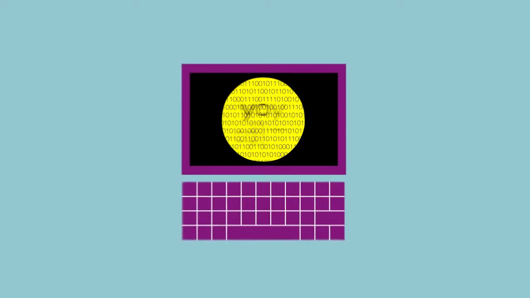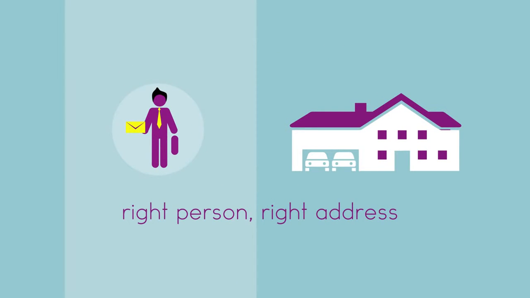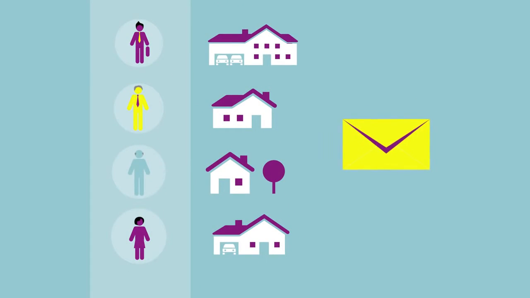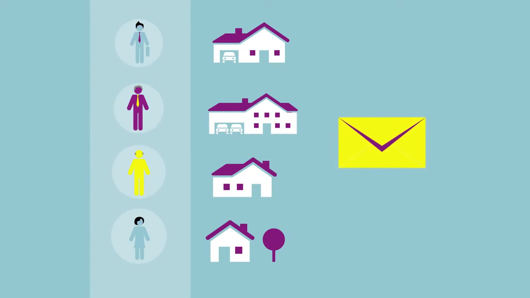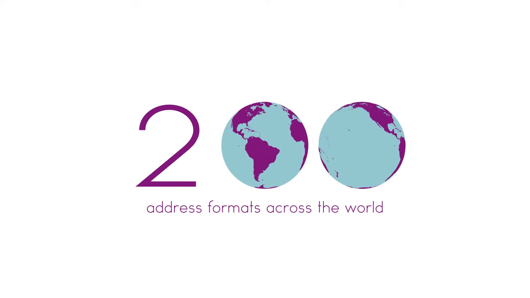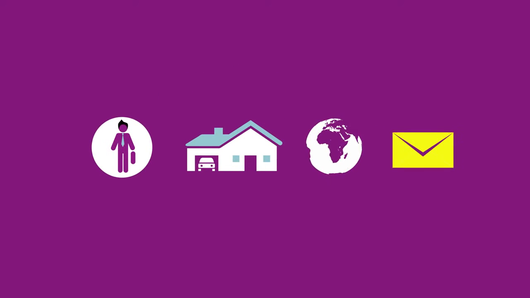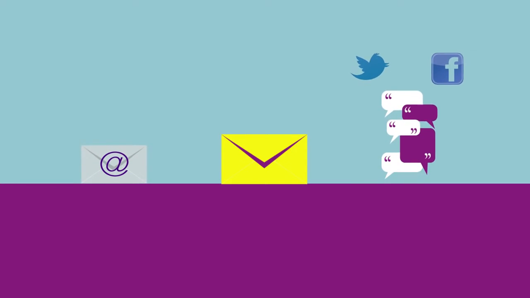Fourth, how do I send it out? Quite simply, it's all about your data. A good quality mailing list is necessary to reach the right person at the right address. That's easier said than done. People move and change jobs, businesses shut down, and there are 200 address formats across the world to get right. With the right data, it's also possible to tailor messages to the intended recipients, and that can increase response by up to 50%.